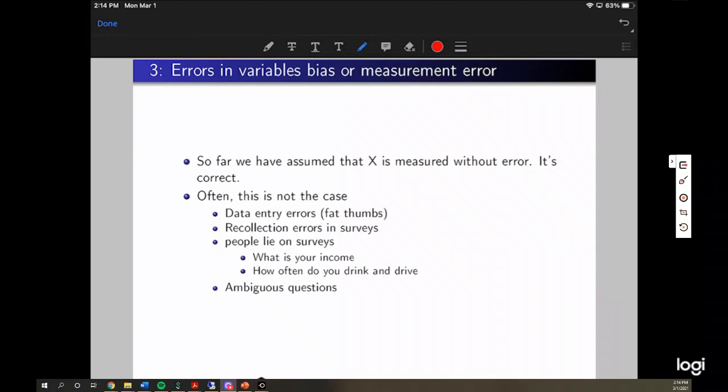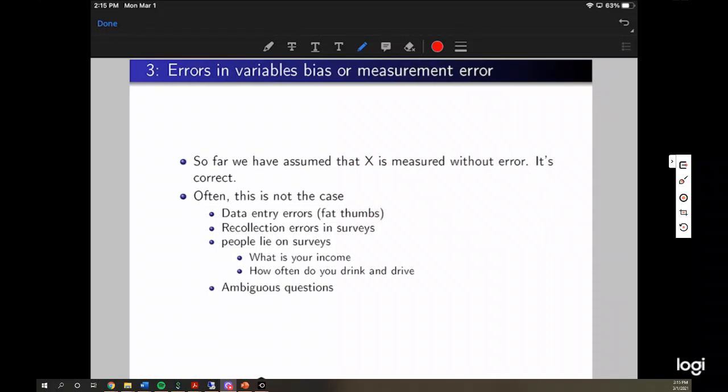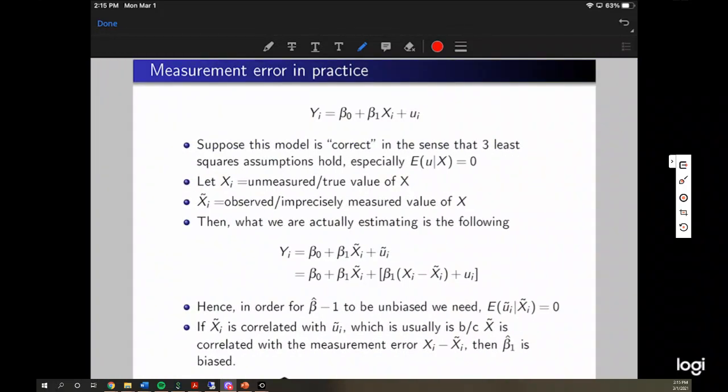So there's measurement error. There's data entry problems. There's recollection error in surveys. Maybe somebody surveyed you, they asked you, what's your income? Well, I don't know exactly what my income is at the moment. My annual income, I just don't know off the top of my head. And people lie on surveys. What is your income? Maybe I'm going to inflate it a little bit. How often do you drink and drive? Oh, never, of course. You might be asking ambiguous questions on a survey. So these are the types of things we should be concerned about as data analysts.